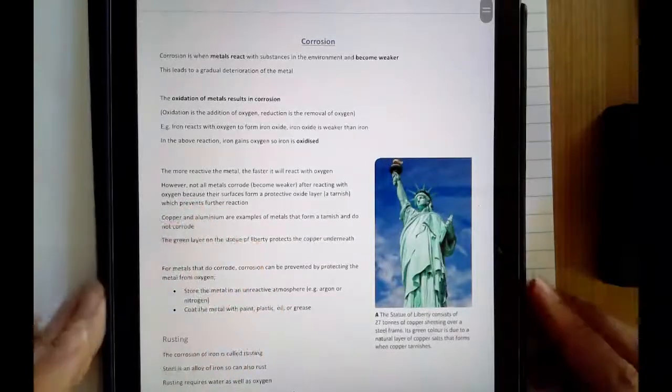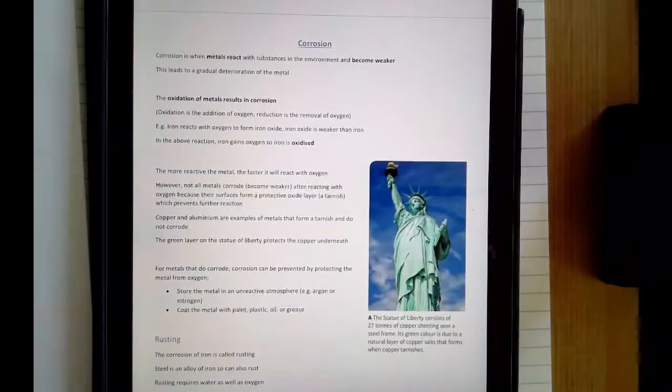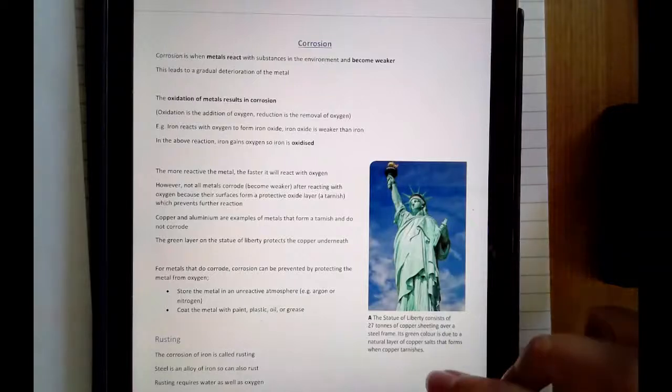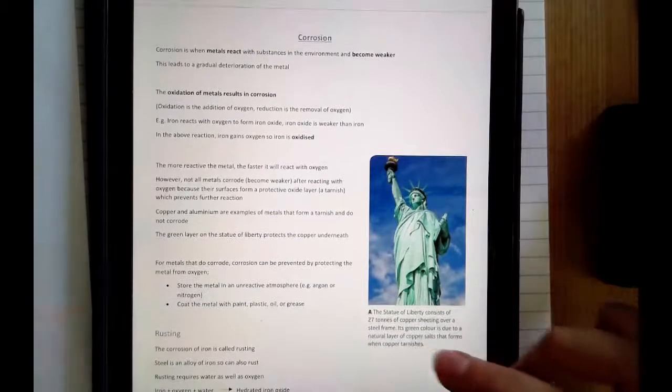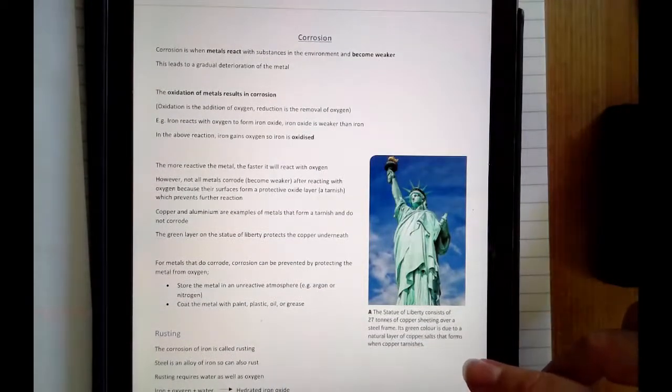The next thing we need to look at in terms of the transition metals is corrosion. We need to look at what corrosion is and how we protect against corrosion. So corrosion is when metals react with substances in the environment and they become weaker. And because they're becoming weaker over time, this will lead to the deterioration of the metal. The typical thing that they are going to react with in the environment is oxygen. So when they react with oxygen, this is called oxidation.